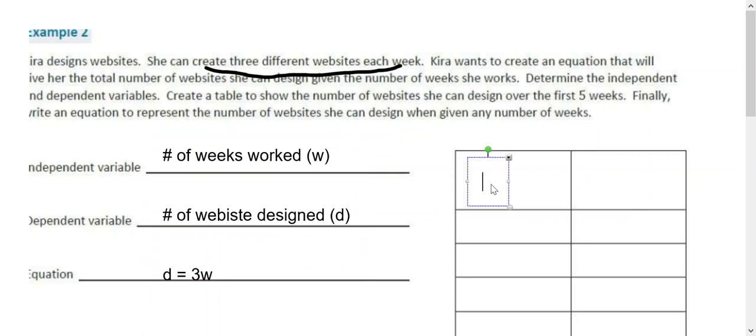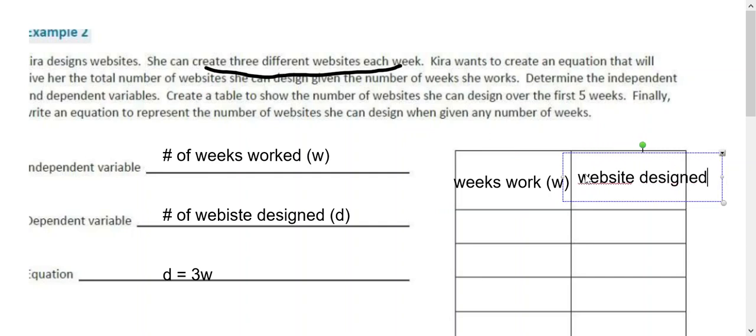And then you just have to fill in your chart. This is weeks worked, W. And then the other one is going to be websites designed. Okay? I'm trying to get it so it's on the same. There we go. And then this one is going to be websites designed, and that's going to be D.